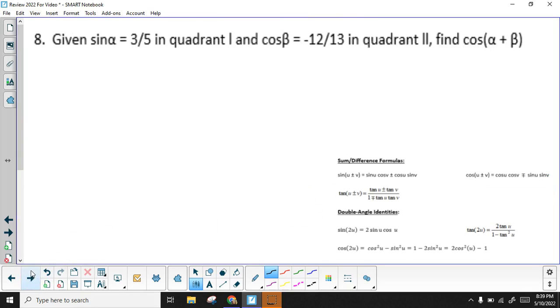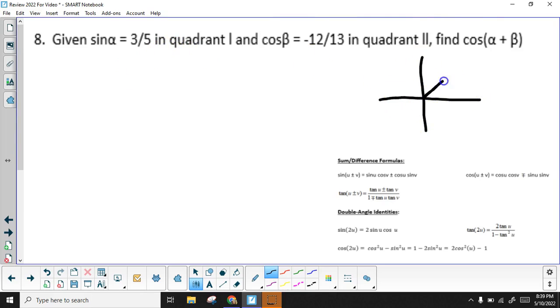All right, for number 8, we are given sine of alpha equals 3/5 in quadrant 1, and cosine of beta equals negative 12/13 in quadrant 2. Find cosine of alpha plus beta. Okay, so we need to draw this. Alpha is in quadrant 1 and beta is in quadrant 2, so I'm going to draw this over here.